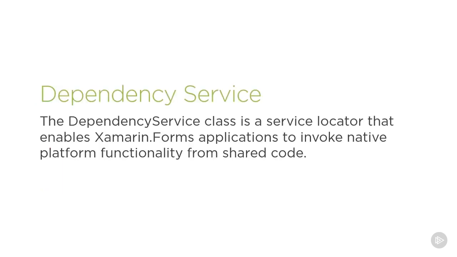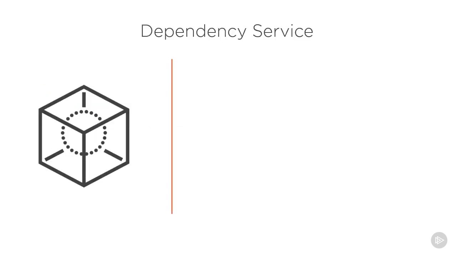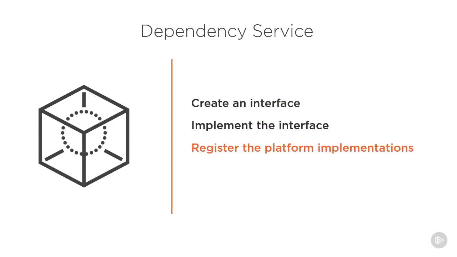The DependencyService class is a service locator that enables Xamarin Forms applications to invoke native platform functionality from shared code. The process for using the dependency service to invoke native platform functionality is to create an interface for the native platform functionality in shared code, implement the interface in the required platform projects, and register the platform implementations with the dependency service. This enables Xamarin Forms to locate the platform implementations at runtime, resolve the platform implementations from shared code, and invoke them.